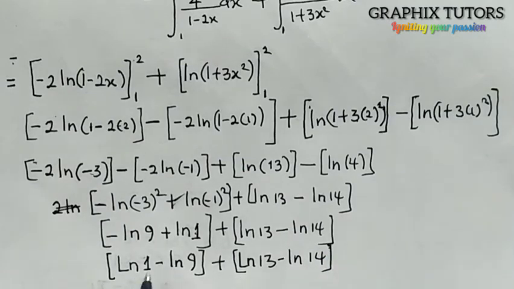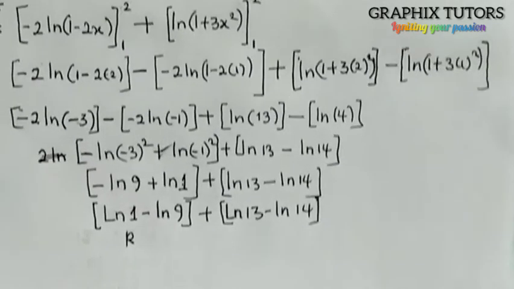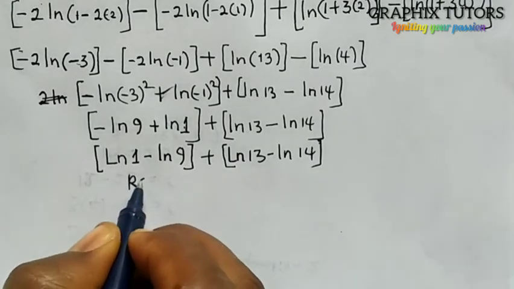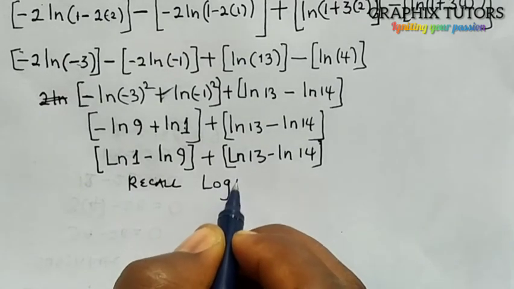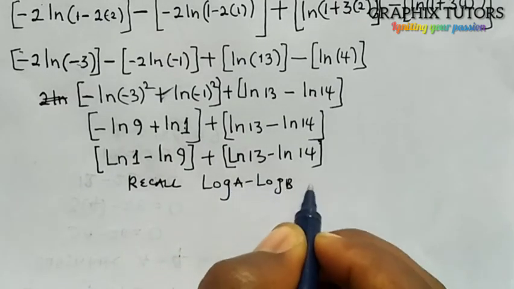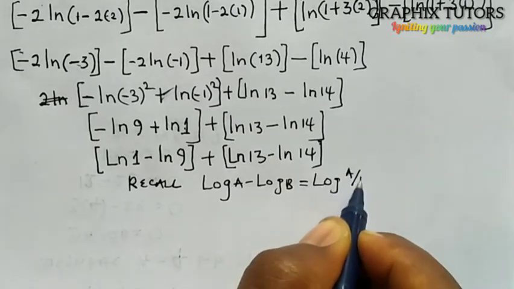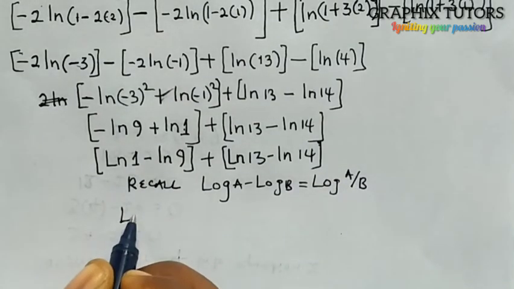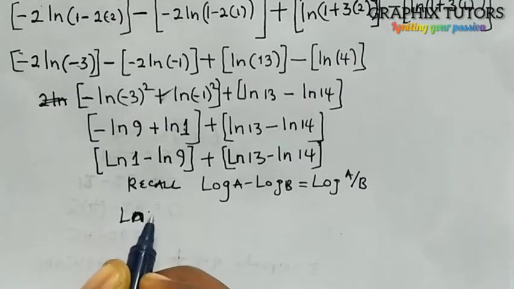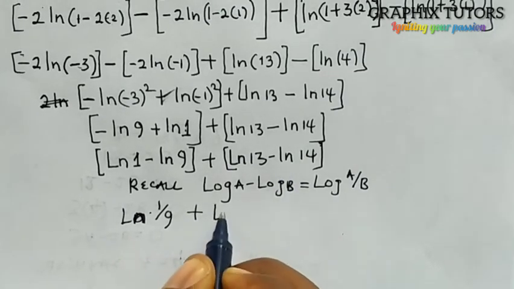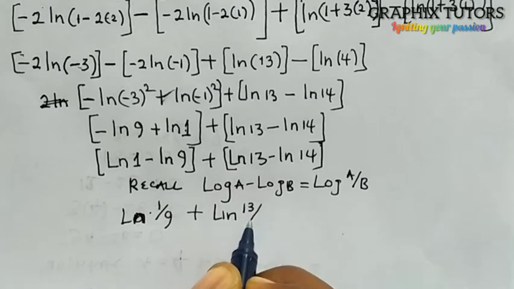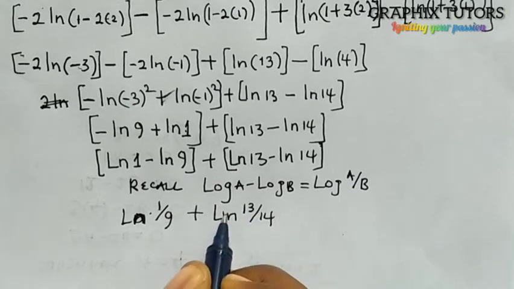So the law of logarithm that when two things are subtracting each other, you divide them. Let's say recall log A minus log B will give us log A over B. So that means this will give us ln 1 over 9 plus this will give me ln 13 over 14. Where is the ln? Here.